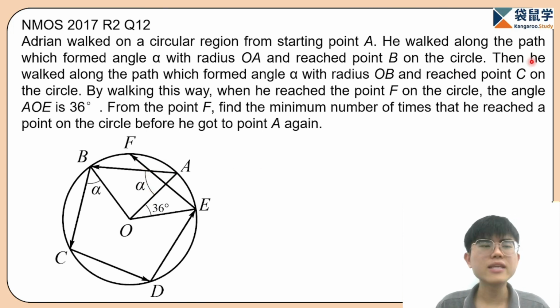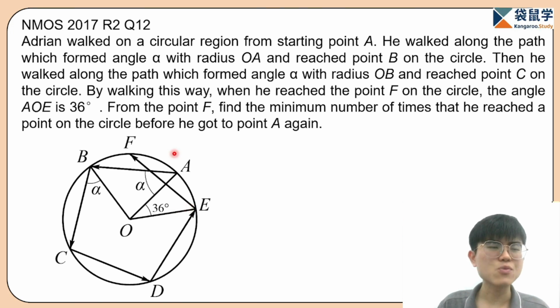Alright, then he walked along the path which formed angle alpha with the radius OB when he reached the point C on the circle. So Adrian will keep moving to the point C here, and you can see that the radius OB will also form the angle alpha. Then we say that by walking this way, when you reach the point F on the circle, the angle AOE is 36 degrees, which is this part AOE.